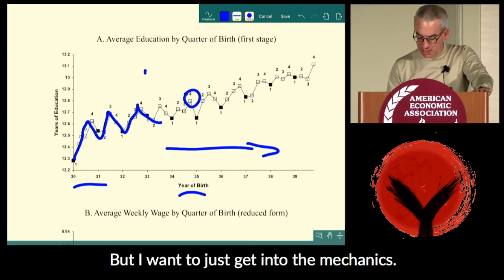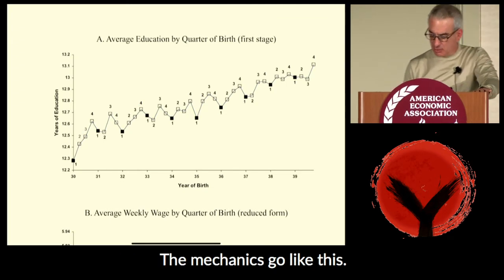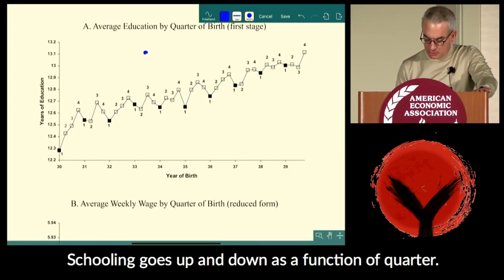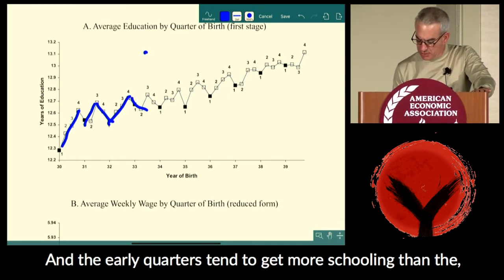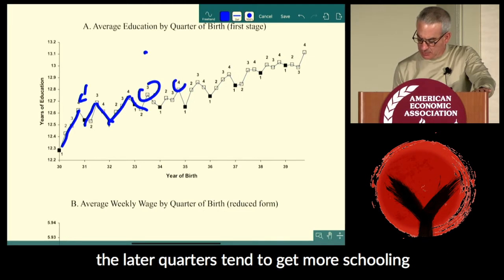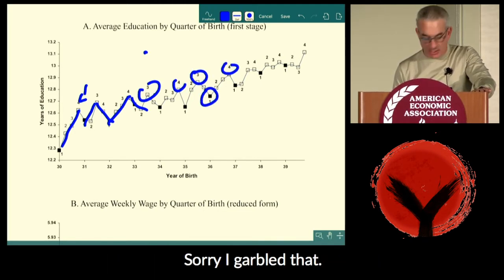But I want to just get into the mechanics. The mechanics go like this. Schooling goes up and down as a function of quarters. See how the quarters are labeled? And the early quarters tend to get less schooling than the later quarters. Sorry, I garbled that.